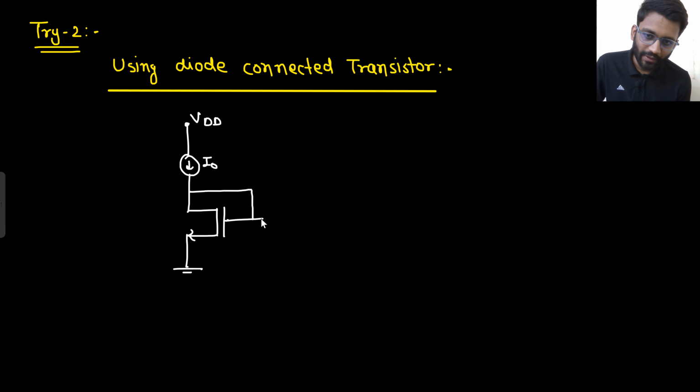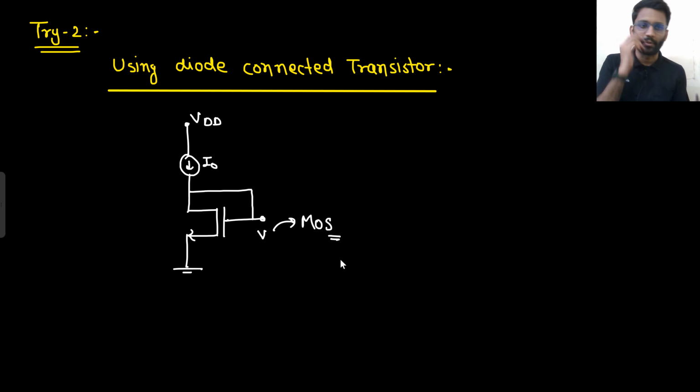Passing the current from a diode connected transistor will generate some voltage V. Are you getting this point? And then this voltage V will be fed to some MOS. This I am going to do. So let's find out what is that voltage V.